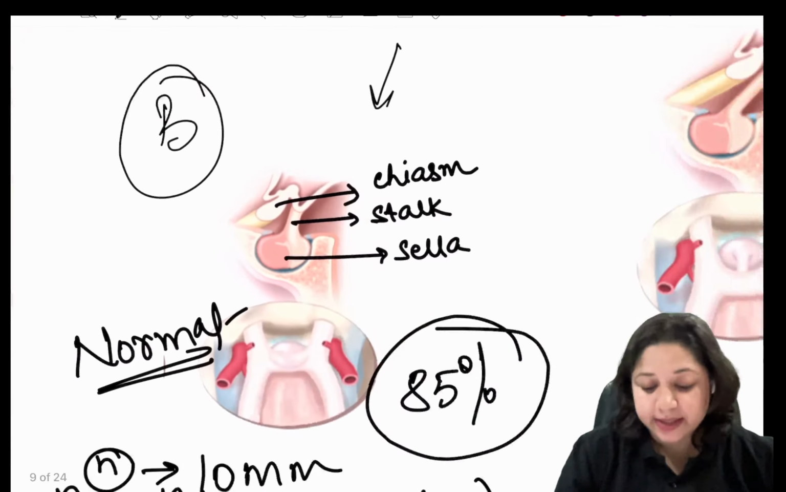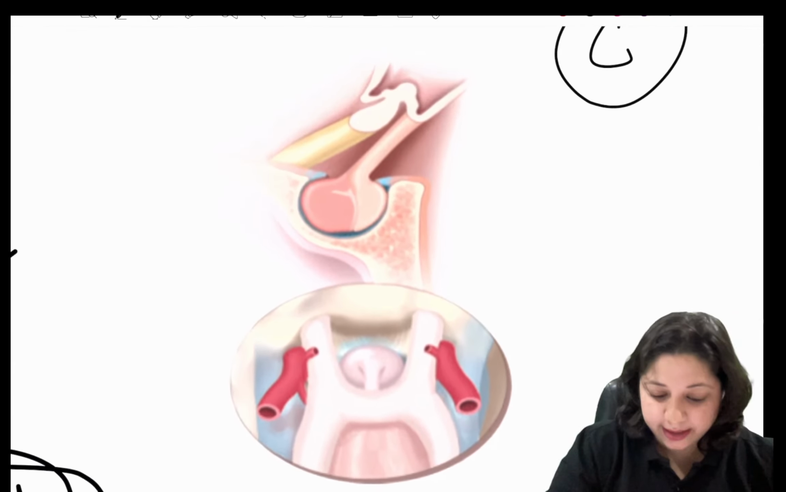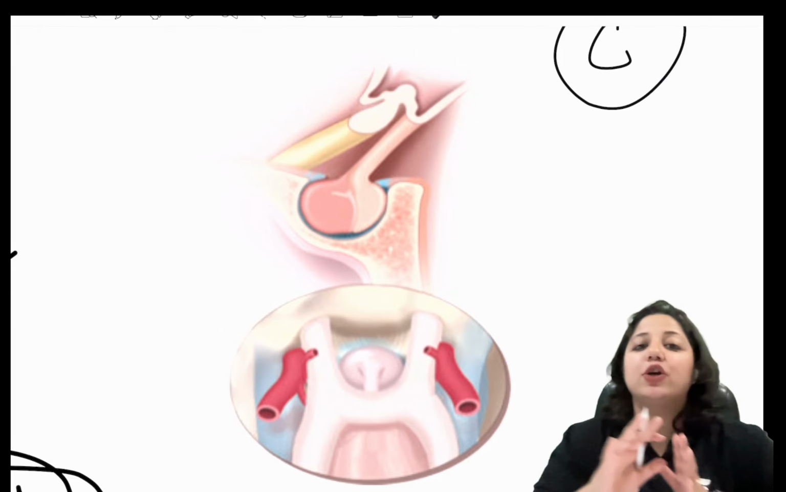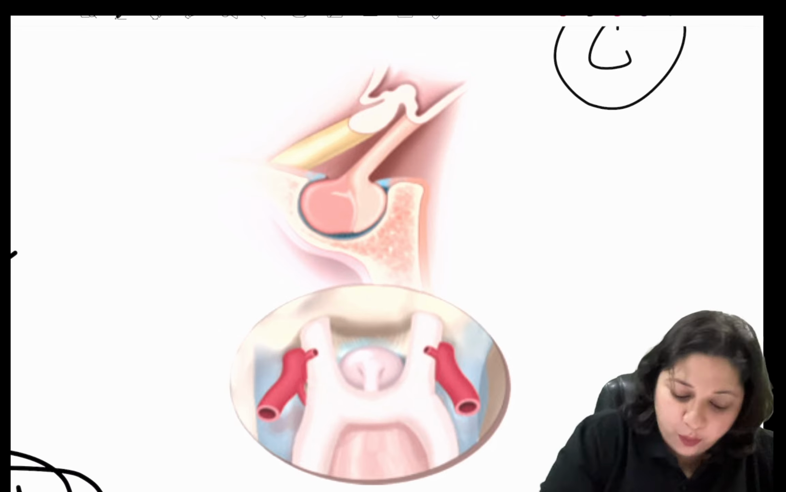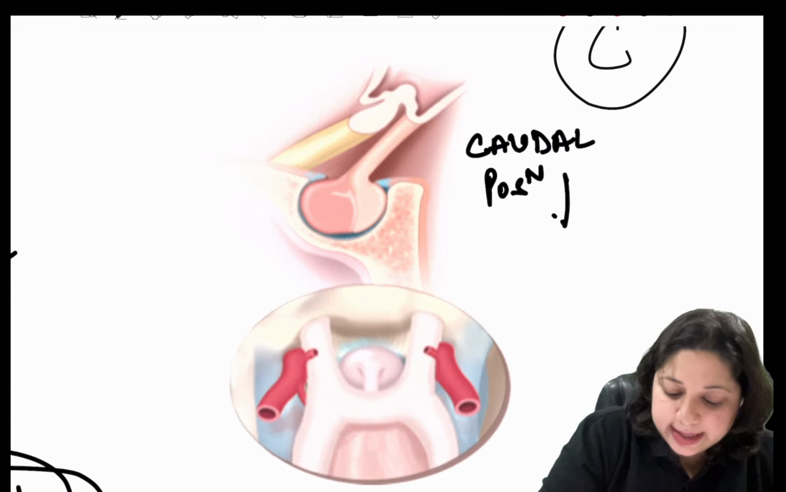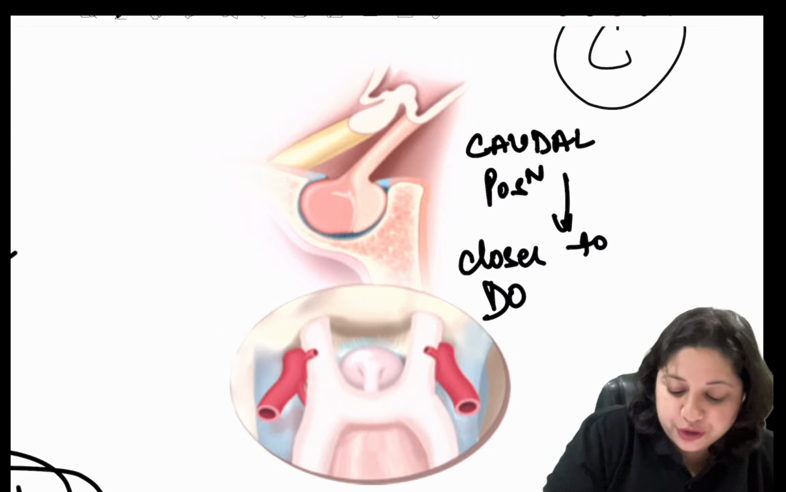All right. Similarly, if you see it here, this is the sella and chiasm is placed in a caudal position. So once this is placed in a caudal position, it is closer to dorsum sellae.